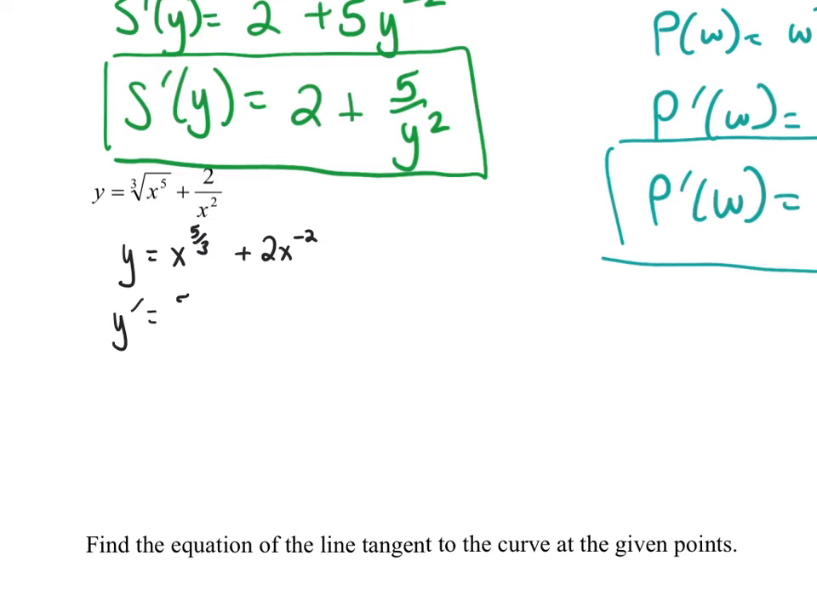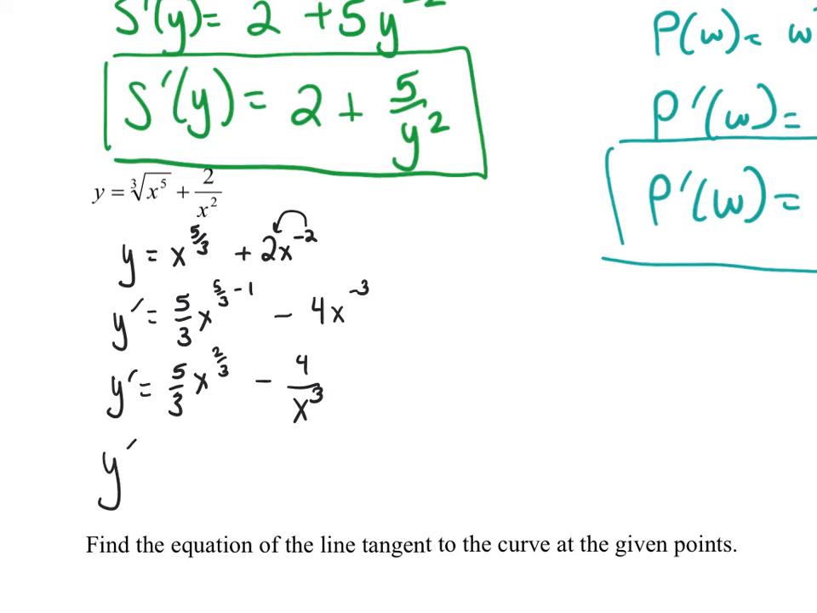So now we have y prime equals 5/3 x. Now I'm doing 5/3 minus 1. So I'll just rewrite it, and we can look at it here in a second. And this is going to be minus 4 because you multiply that to the 2. x to the minus 3. So now if I subtract it, I get 5/3 x to the 2/3, because again, this is 3 over 3. And this would be minus 4 over x to the 3rd. If you want to rewrite it as a root, you certainly could. It'd be 5/3 cubic root of x squared, because again, the index of the root goes on the bottom of the fraction, minus 4 over x cubed.